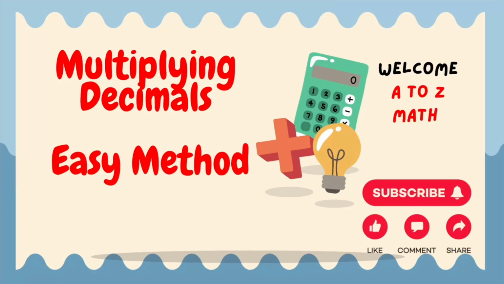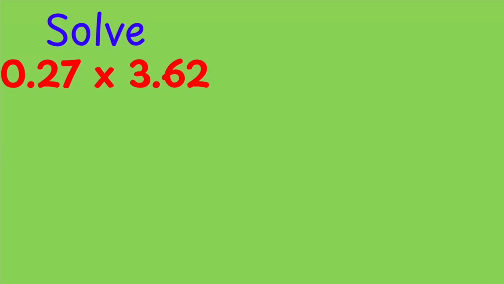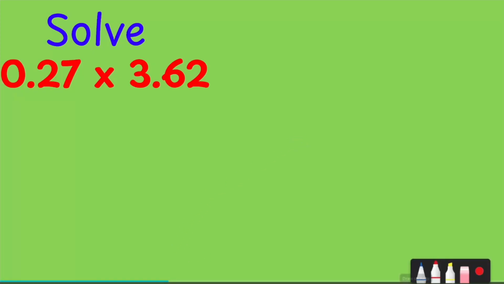Today I'm going to show you how to multiply decimals using a simple step-by-step method that always works. Let's start with the first example, 0.27 multiplied by 3.62. To multiply these two decimals, the first step, forget about the decimal point.